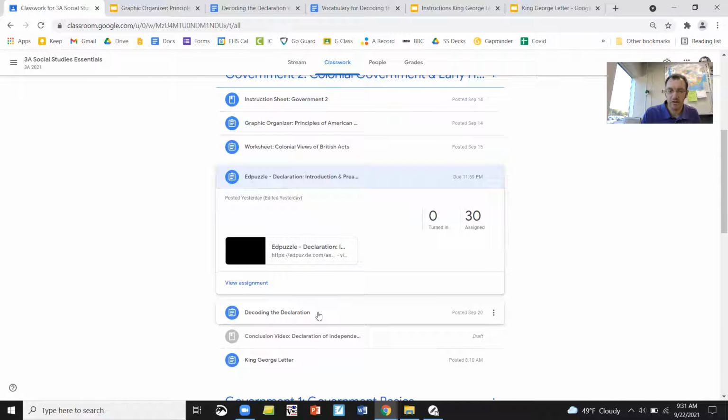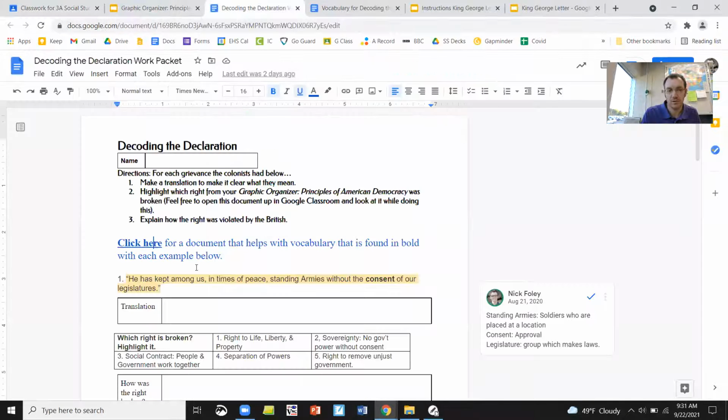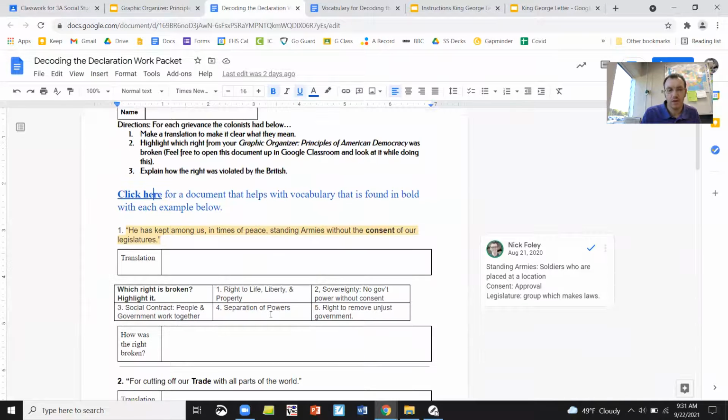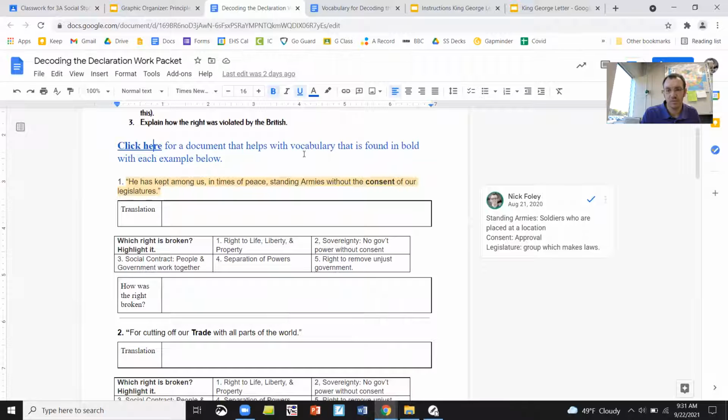Today and tomorrow in class, we're looking at decoding the declaration. So for this, students will be working mainly individually, and they'll be looking through some of the grievances that the colonists had on the British. And they'll translate what it means. I'll give them information in terms of help with vocabulary, things like that.